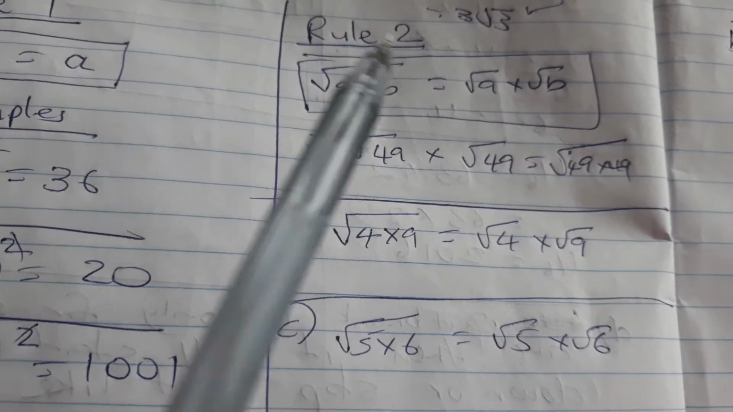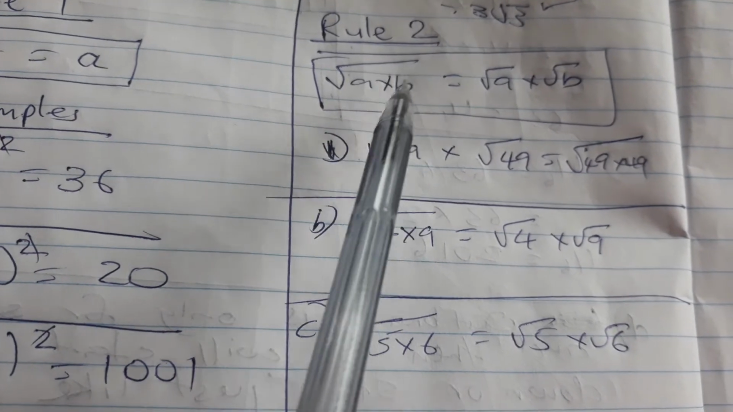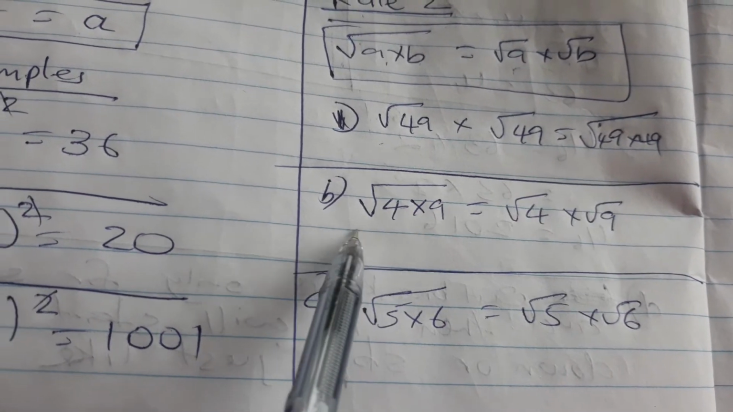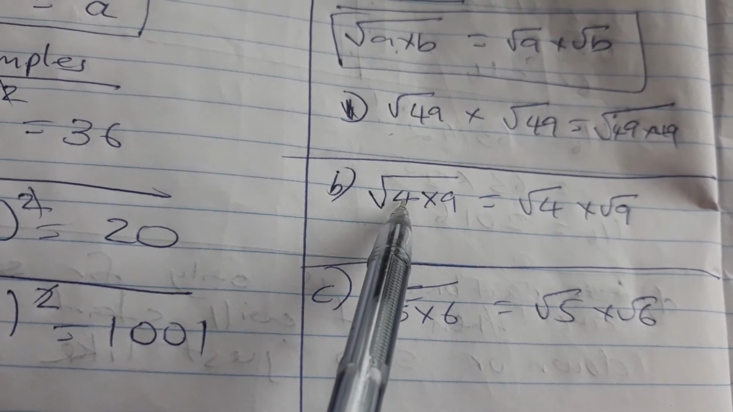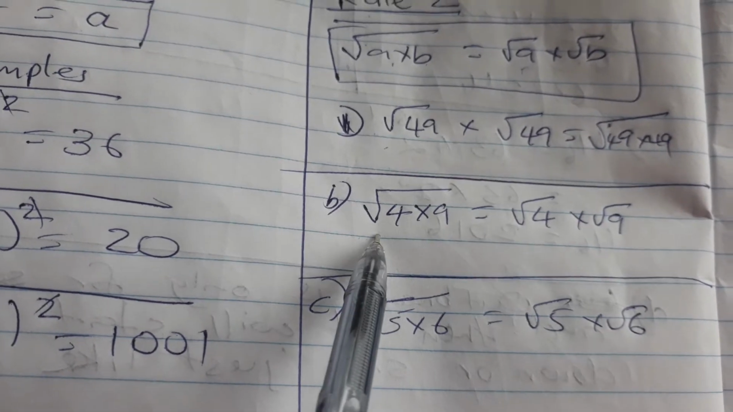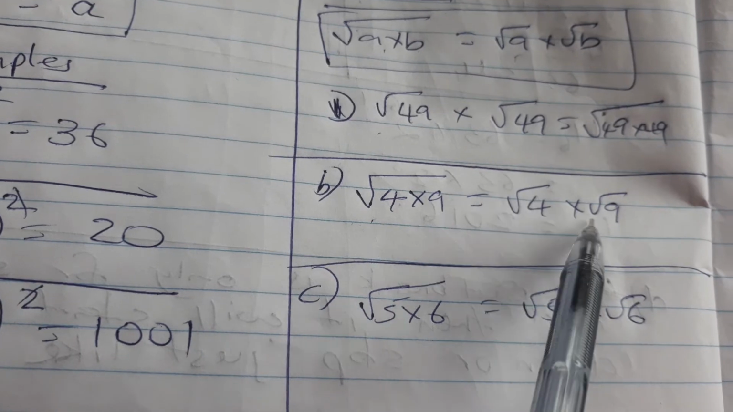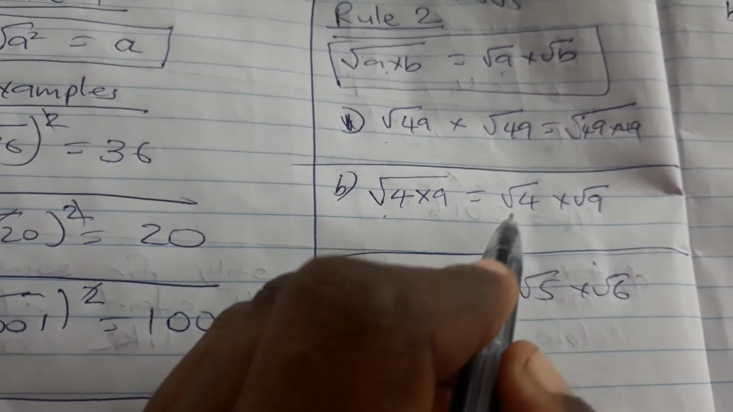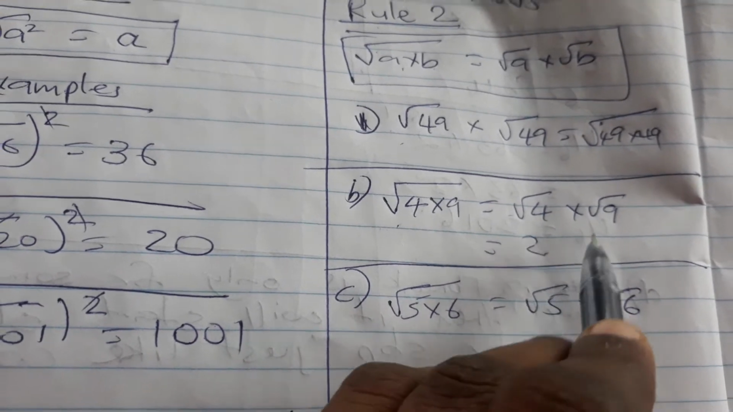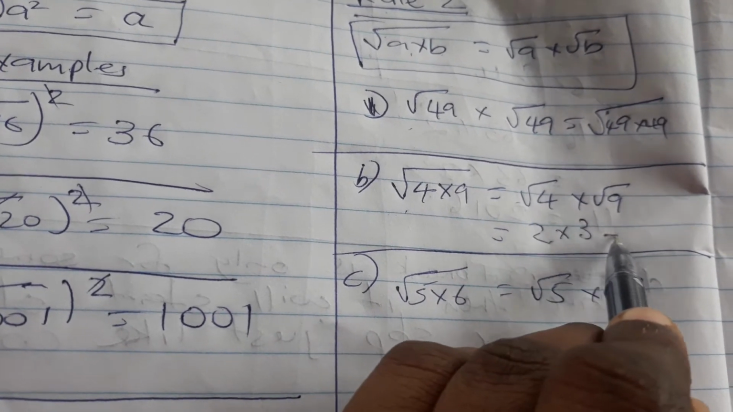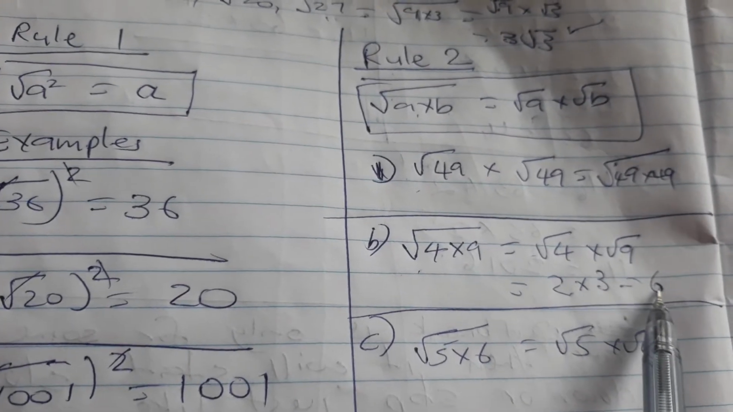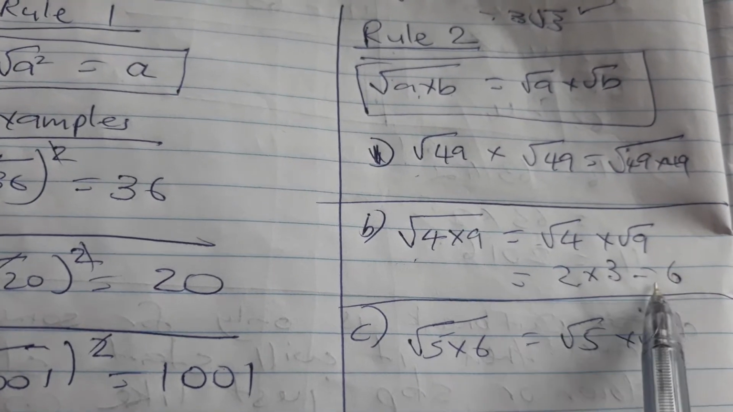Rule number 2. When we are multiplying two roots, we can separate them. For example, root of 49 is root of 49 times 49. Root of 4 times 9 can be root of 4 times root of 9, and this can be further simplified. Root of 4 would be 2 and root of 9 is 3. Your answer can be 6. Since it is a whole number answer, we can have this answer.